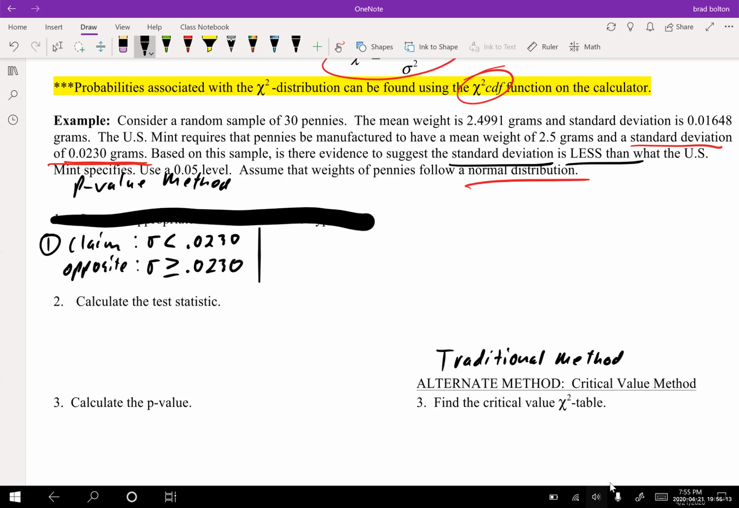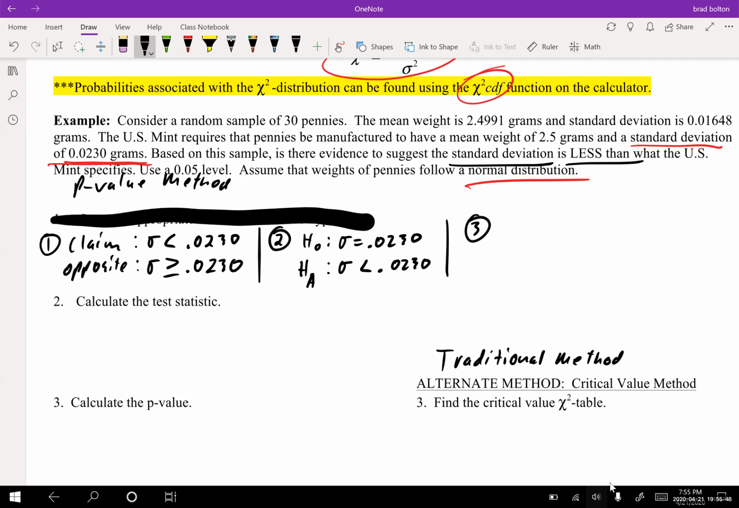Okay, so now step two. Step two says the null and the alternate hypothesis. By the way, you might also see it in some books like that, you guys, with a 1. So the first one is the null, H sub naught, and then H sub 1 means the other hypothesis. But I like to write what I mean, so I'm going to write the alternate hypothesis, okay? So we know the null is the one with the equal sign, so we're going to say the standard deviation is equal to 0.0230. And we're going to say the alternate hypothesis is the standard deviation is less than 0.0230.